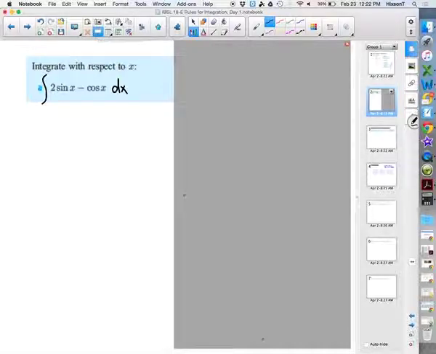Okay? What's the integral of sine? Negative cosine. So what's the integral of 2 sine? Negative 2 cosine. Negative 2 cosine of x. And then what's the integral of cosine? Negative sine. Oh, yeah, my bad. It's positive sine. So we have minus a positive sine x. And then don't forget your constant, plus c.